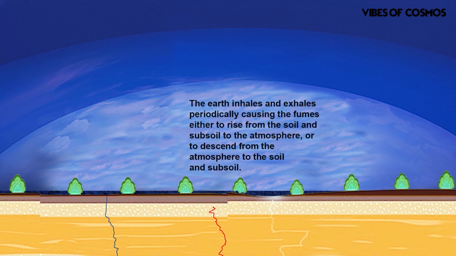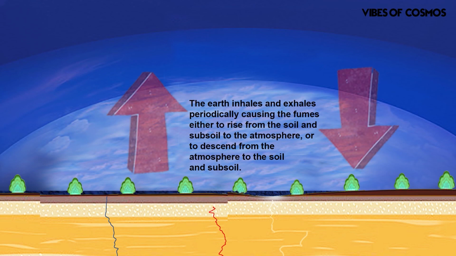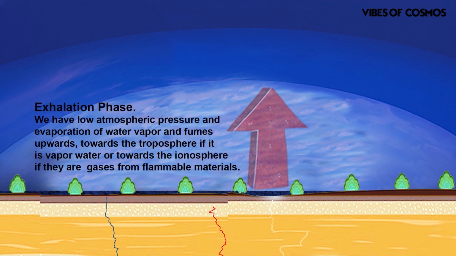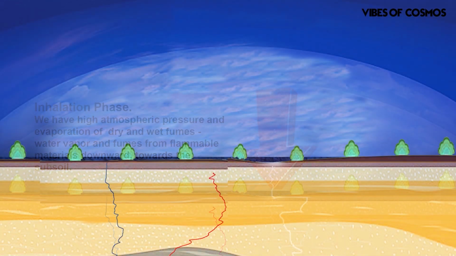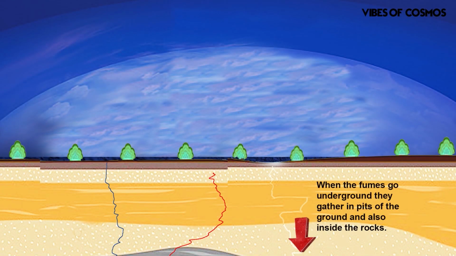The Earth inhales and exhales periodically, causing the fumes either to rise from the soil and subsoil to the atmosphere or to descend from the atmosphere to the soil and subsoil. When the fumes go underground, they gather in pits of the ground and also inside the rocks.